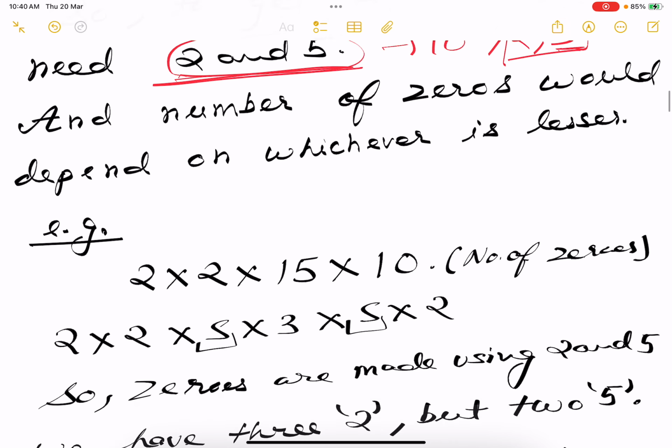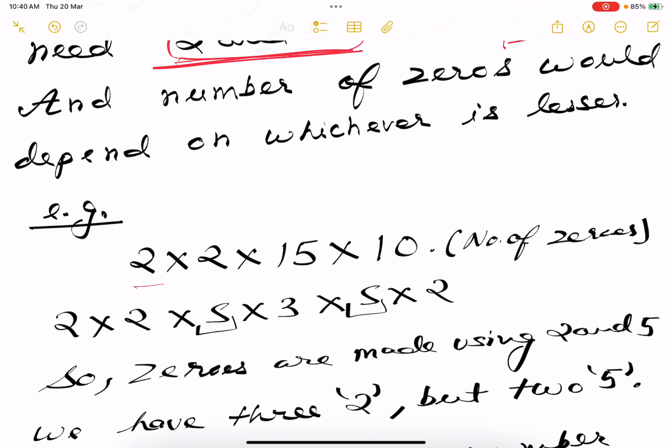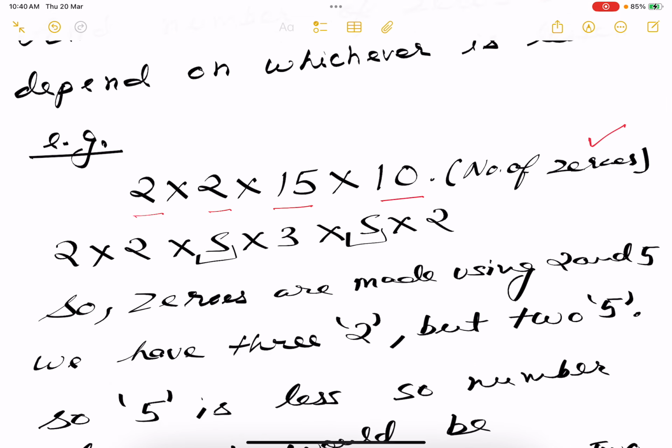एक एग्जाम्पल से इसको समझते हैं, जैसे कि 2 इंटू 2 इंटू 15 इंटू 10. हमें इसमें नंबर ऑफ जीरोस फाइंड करने हैं. ठीक है, तो आप देखिए कि 2 है 3 टाइम्स और 5 है 2 टाइम्स, तो इससे तो एक 10 बन गया और एक इससे 10 बन गया, तो इसका मतलब इसके बाद 2 जीरो हो गए ये वाले, बट ये 2 लेफ्ट आउट है. ठीक है, क्योंकि इसके पास एक और 5 नहीं है 10 बनाने के लिए.